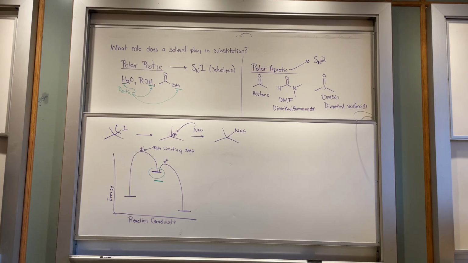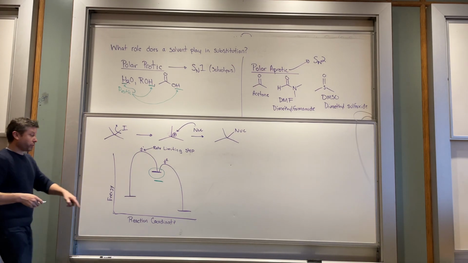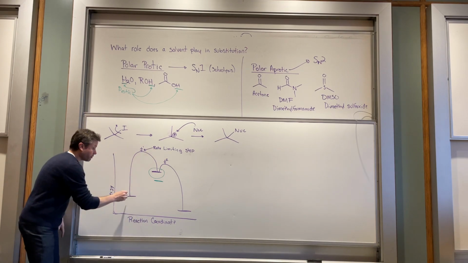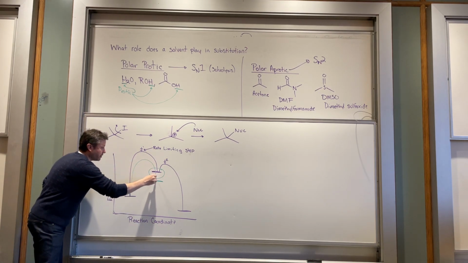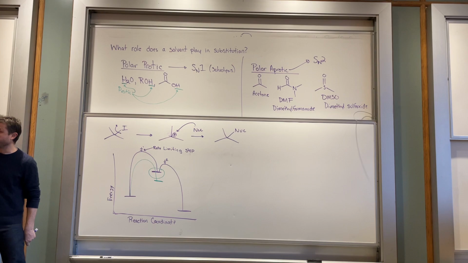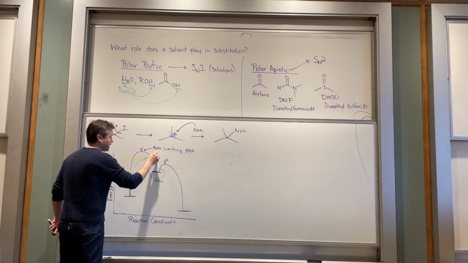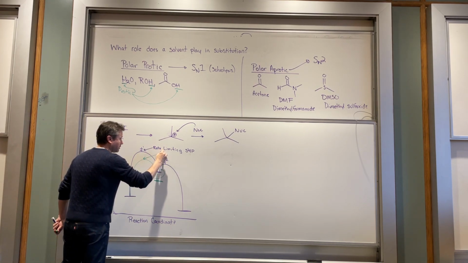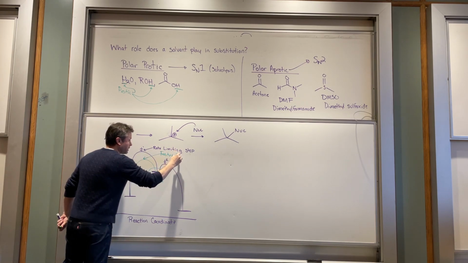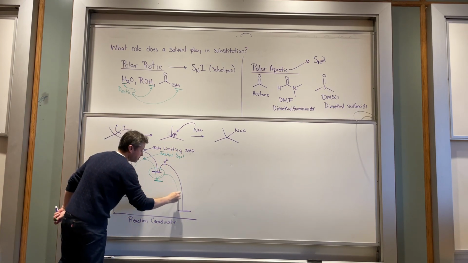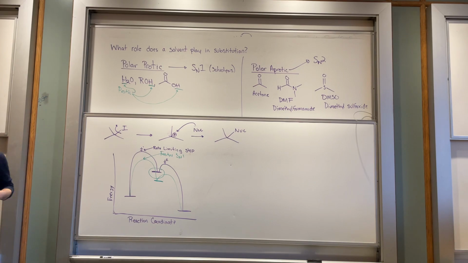Lower intermediate, faster reaction. Good. Whenever the intermediate is lower, the pathway that leads to that intermediate is also going to be lower in energy. So this will be a faster SN1 reaction. Anything that we can do to stabilize that intermediate state is going to help speed up the reaction.